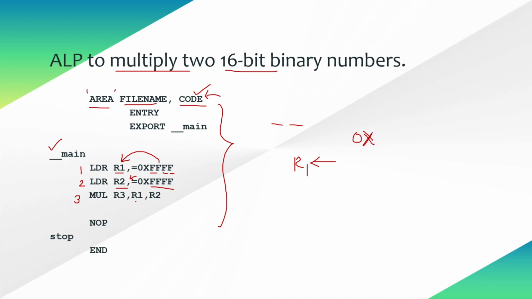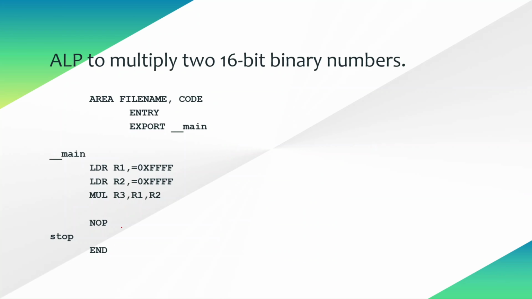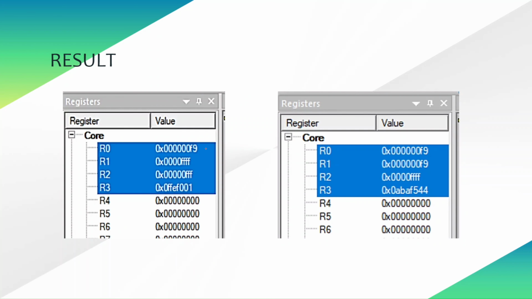The third instruction is to multiply R1 and R2 and store the result in R3. It is a simple instruction that performs R1 times R2, and the result should be stored in R3. After that, NOP, no operation, performs nothing. Stop indicates the end of the execution, and END indicates the end of your code. So this is about multiplying two numbers.